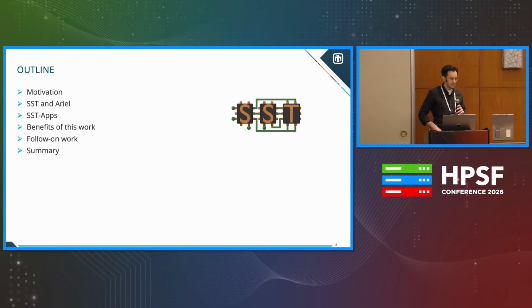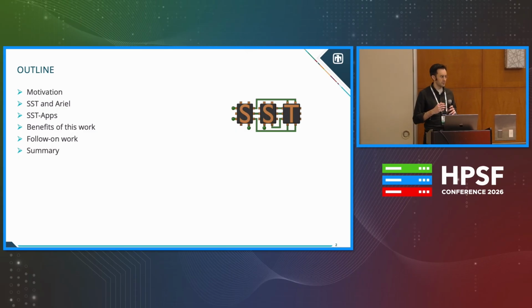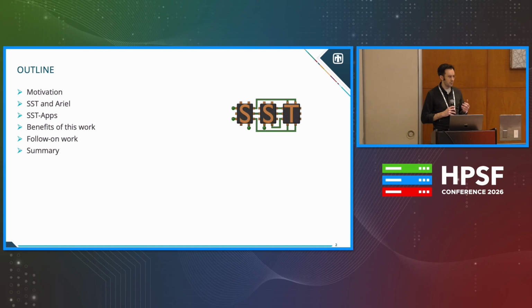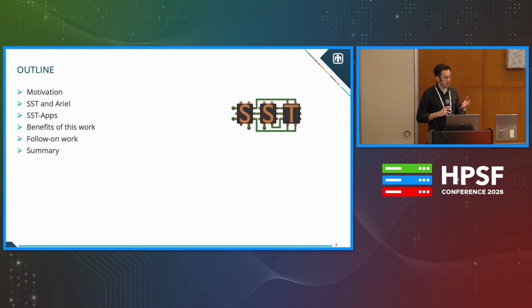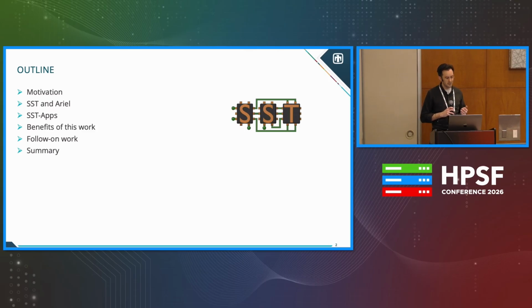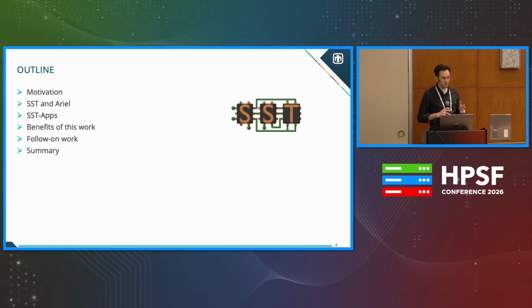Short outline for this talk. I'll give the motivation for this work, give just one slide of background on what our simulator is and the component I want to talk about, which is called Aerial. I'll talk about this project, SST-Apps, and go over some of the benefits, expected and unexpected. Then I've got a little bit of follow-on work that will be really cool. Spack adds a couple more features that I think are on the roadmap, and then I'll do a summary at the end.